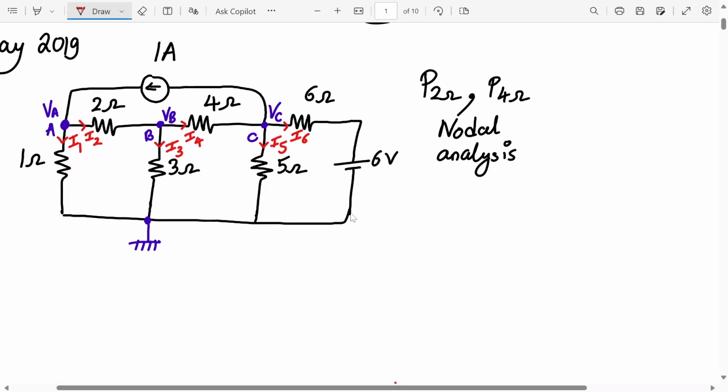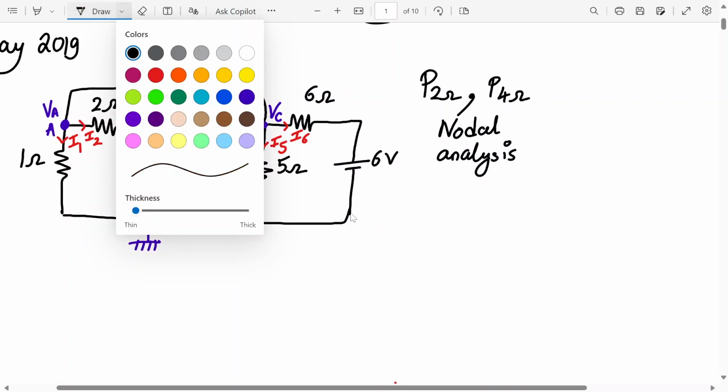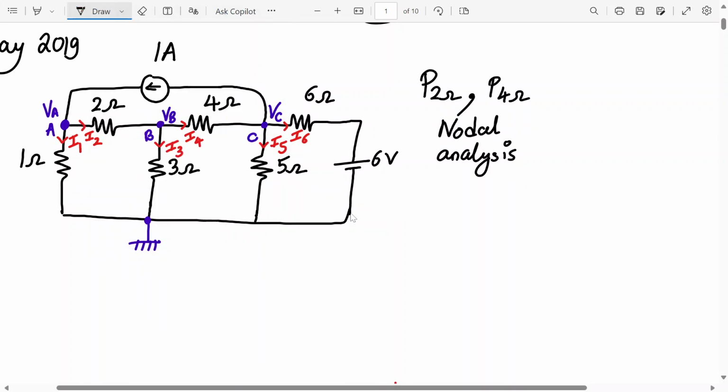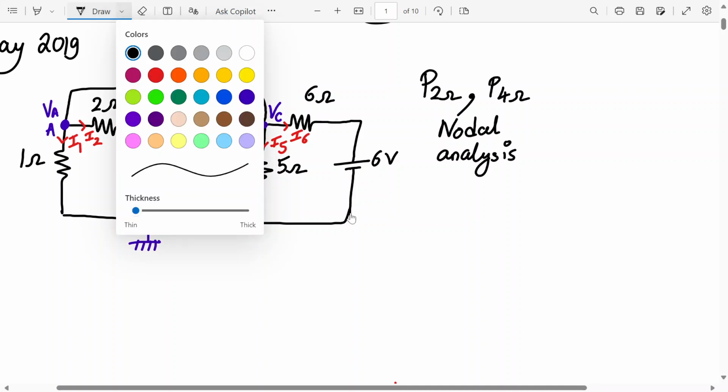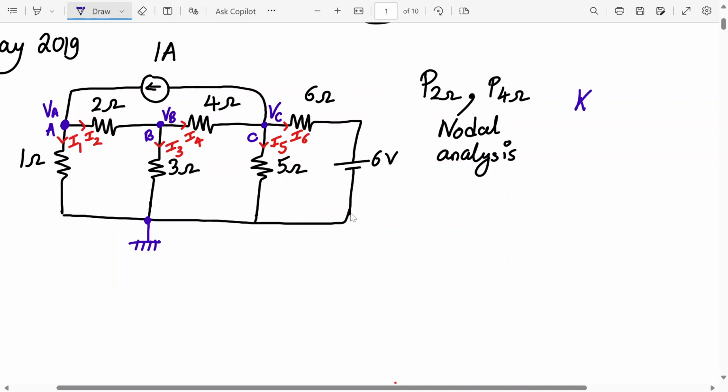Yes. Okay, so now let's apply. Now we know nodal analysis works on applying KCL. So let's start applying KCL at node A. So our focus is node A. This is our node A. How many currents are there in node A flowing inside? This is also there. This current is also there. So tell me now, what are the incoming currents? What are the outgoing currents?